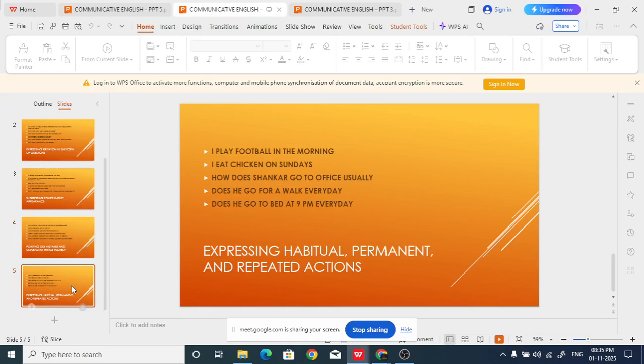Expressing habitual or permanent and repeated actions. I play football in the morning. You should not say, I will play football in the morning, because every day you are playing in the morning. So you can say, I play football in the morning. I eat chicken on Sundays. Every Sunday your mother is preparing chicken for you. So you can say this. It is regularly happening, so you can use simple present instead of future tense.